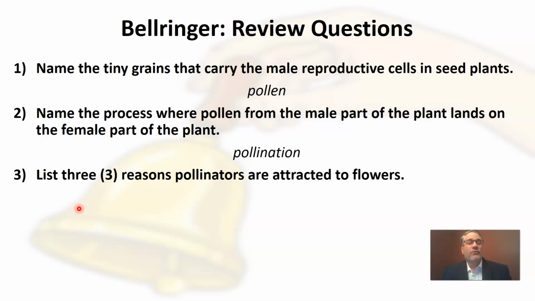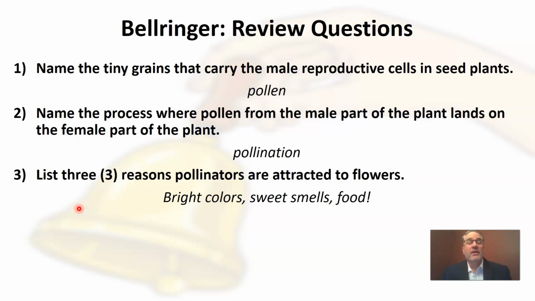And finally, our last question is, list 3 reasons pollinators are attracted to flowers. Hopefully you remember that pollinators show up to flowers not just to be helpful, but there's some reasons that they're there. Why do they show up? Of course, those 3 reasons are bright colors.